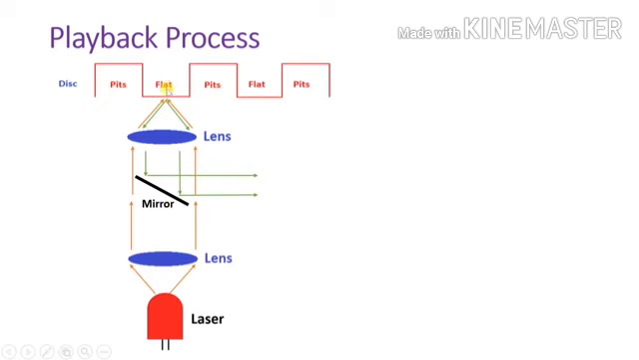So you can see reflected light from the disc is again reflected by this mirror, and that will go over this side. And over here again we use a lens to focus it, and that focused beam will be falling on a photodiode. So this photodiode will detect flat and pits. Flat indicates 1 and pits indicate 0. These ones and zeros can be further amplified, and this is how the reading process is done.